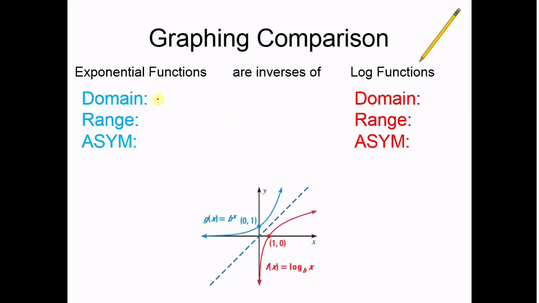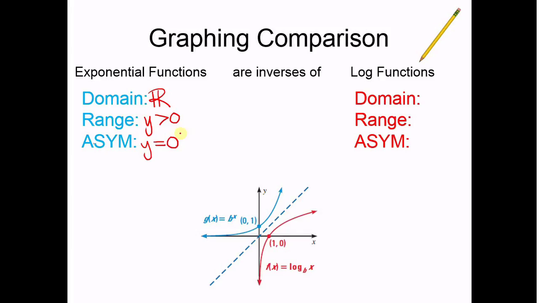So here's the relationship. Our domain of our exponentials, if you remember, was all reals. Our range was y is greater than 0, and our asymptotes were y equals 0. All right? So now, what's cool about inverses?